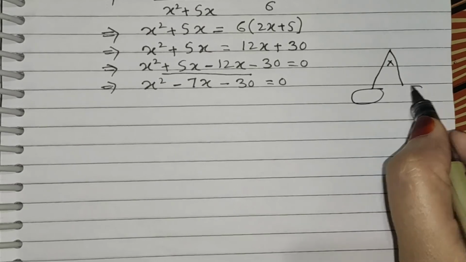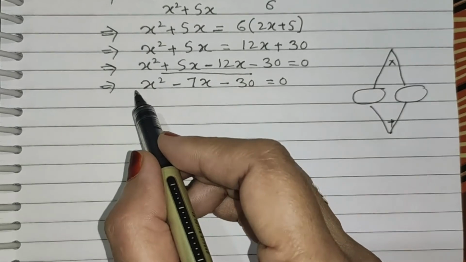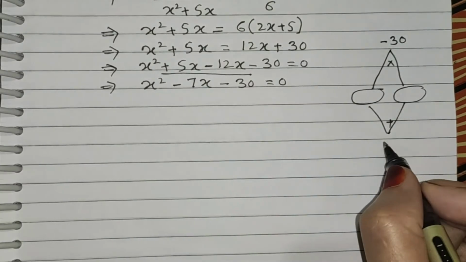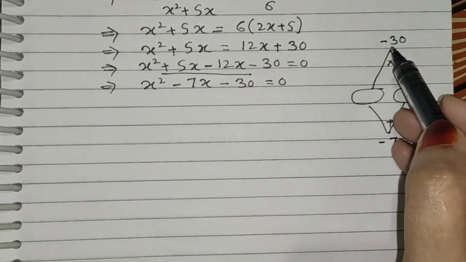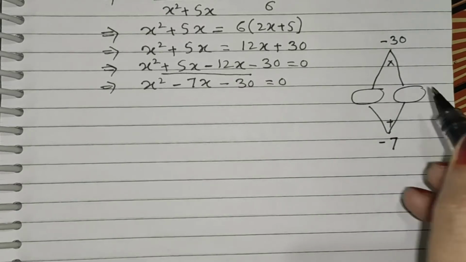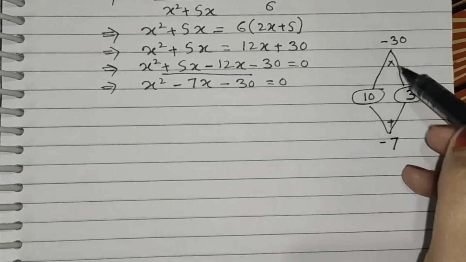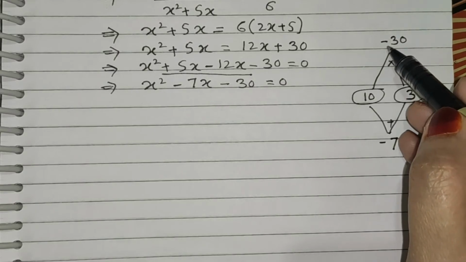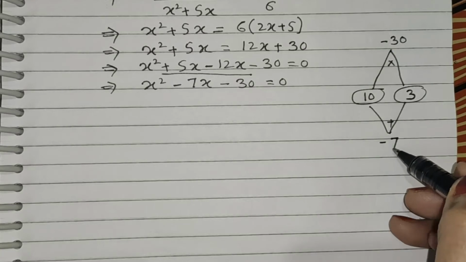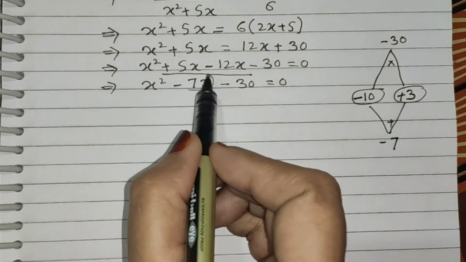Doing rough work. Now here coefficient of x square is 1 and the constant number is minus 30. Therefore product is minus 30 and the sum is minus 7. Now factorize 30 into two numbers such that their sum is minus 7. Now let us take two numbers 10 and 3. Now 10 into 3 is equal to 30, but the product has a negative sign, therefore one number should be negative. Now look at the sum. Sum is negative, therefore the greater number must be negative and the next one is positive. Now split the middle term.